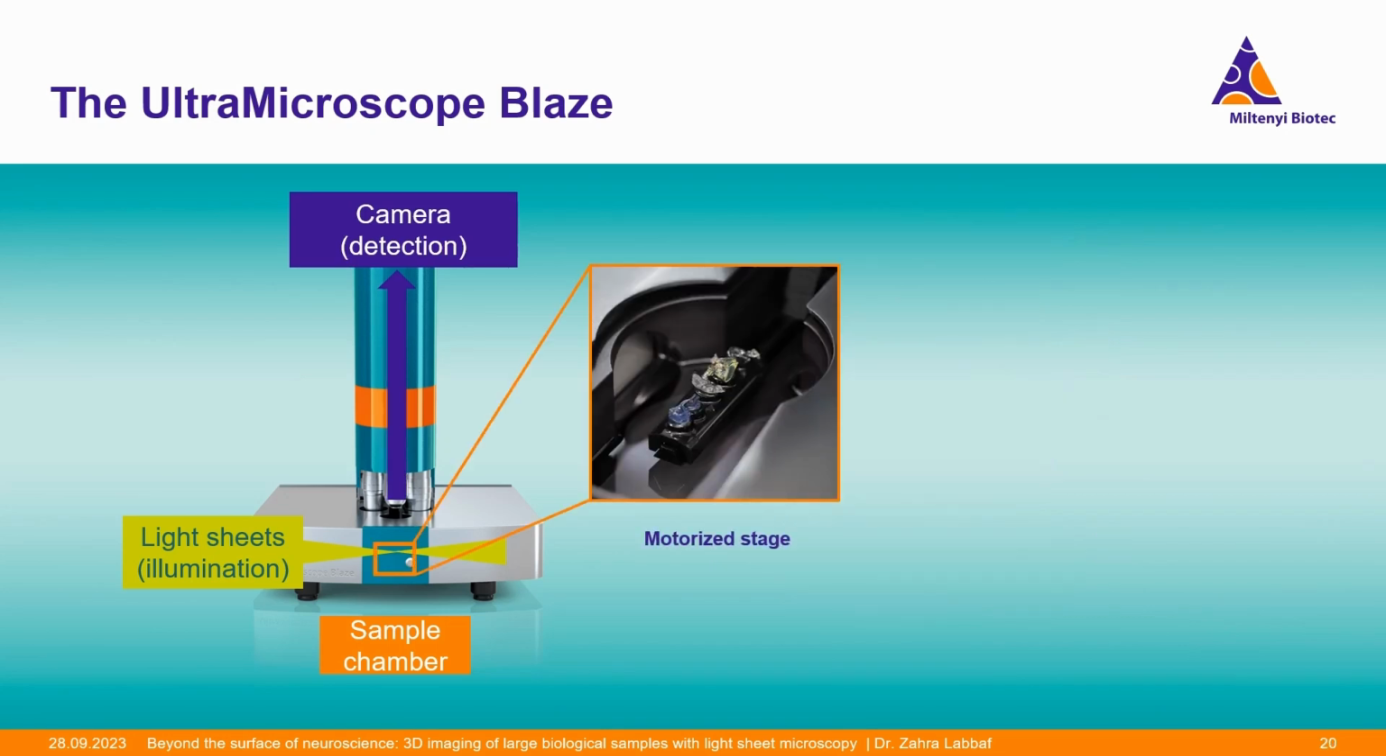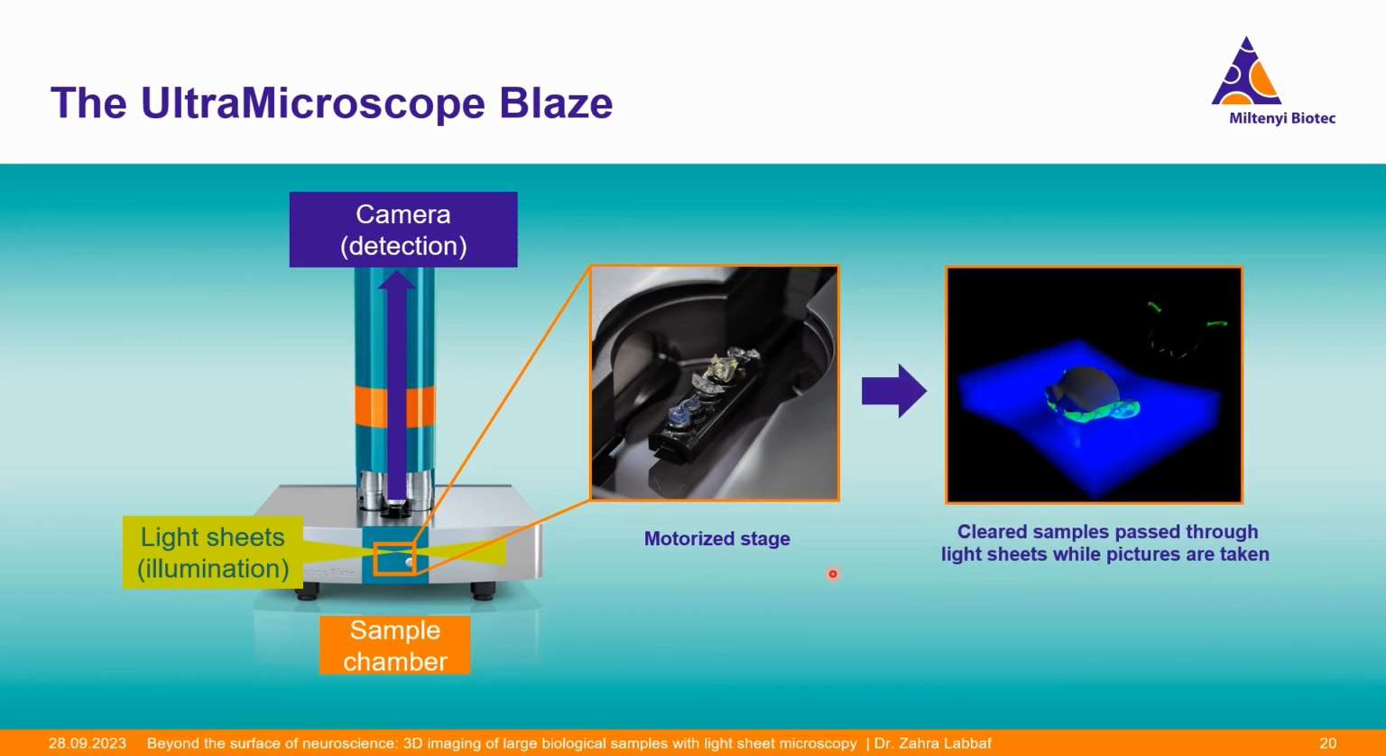So how is the full 3D sample imaged? As you can see here, in the UltraMicroscope Blaze, samples are located on a motorized stage that moves the sample through the light sheets that are illuminating the sample from the side. As the sample is moving through the light sheets, pictures are being taken and a 3D image is being reconstructed. In the next slides, we will see examples of samples that can be imaged with the UltraMicroscope Blaze.